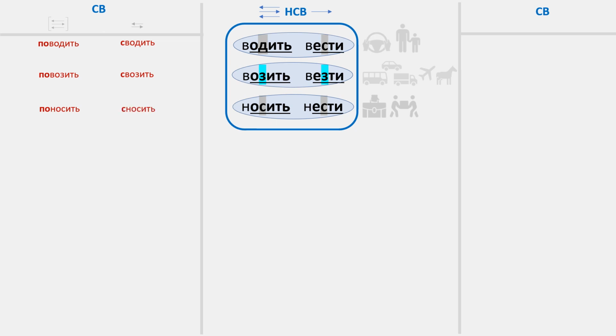Поносить and сносить are the perfective SV forms of носить. He brought his own food to school for a month, but then decided to dine in the cafeteria instead. For a month he would carry his own food in his bag, but he no longer does it. He dines in the cafeteria now. Он поносил еду в школу месяц.